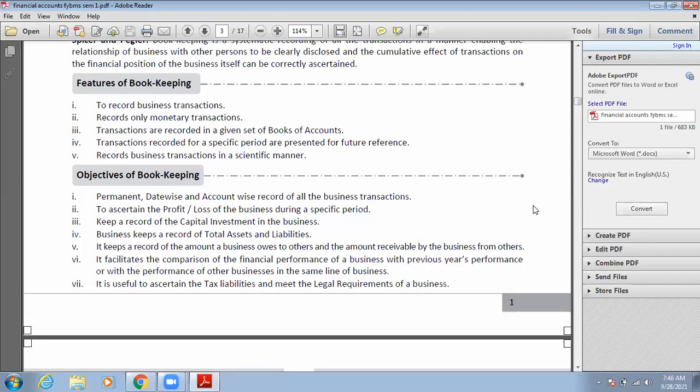Okay. Objective of bookkeeping is a permanent date-wise record. That means whatever you have written in the books of account is permanent, for forever. To ascertain the profit and loss made for a specific period. That means you have to find out whether the business has made a profit or whether the business has made a loss.